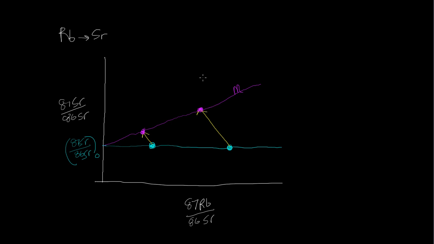Now, let's just make this point again here. This little rock here, this one on the left, corresponds to some mineral. Let's just call it a yellow mineral. This mineral is relatively poor in rubidium relative to strontium, whereas this mineral over on the right corresponds to a mineral, let's say this blue one, that's relatively enriched in rubidium relative to strontium.